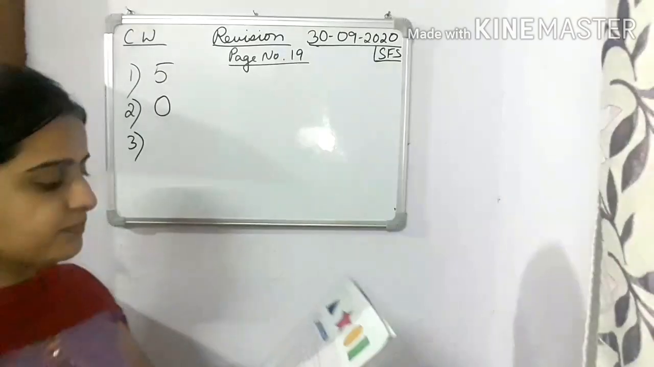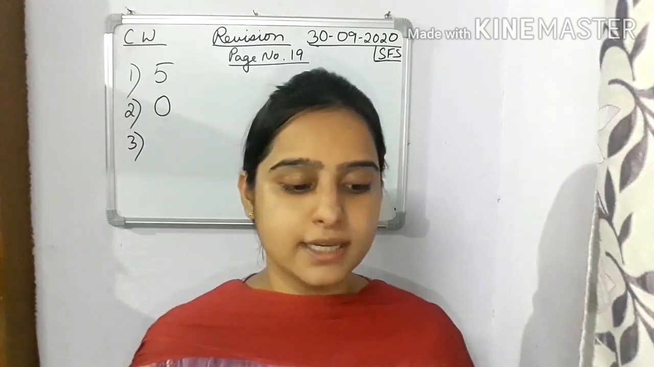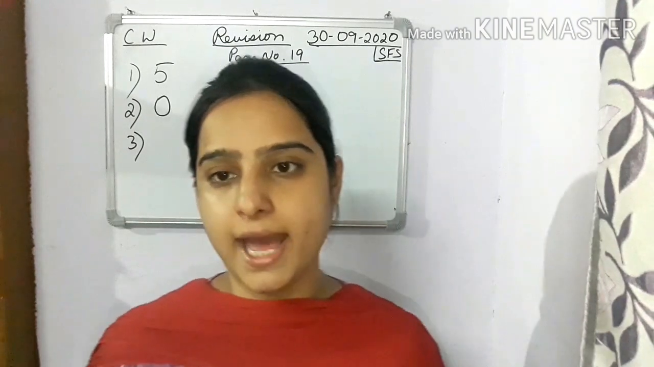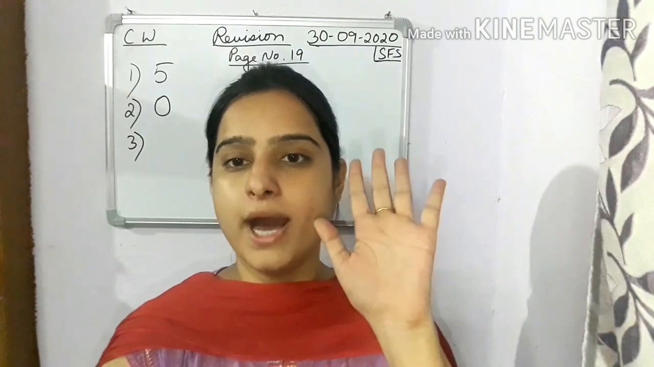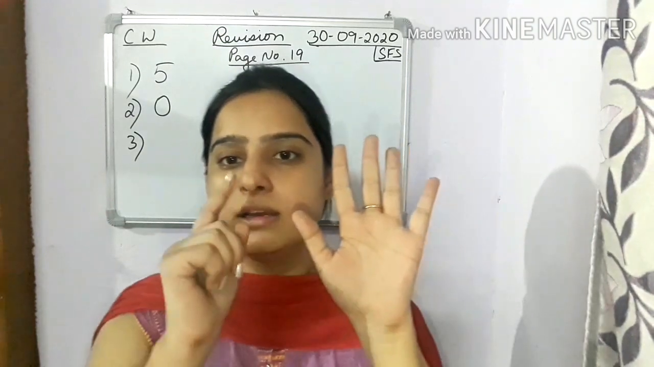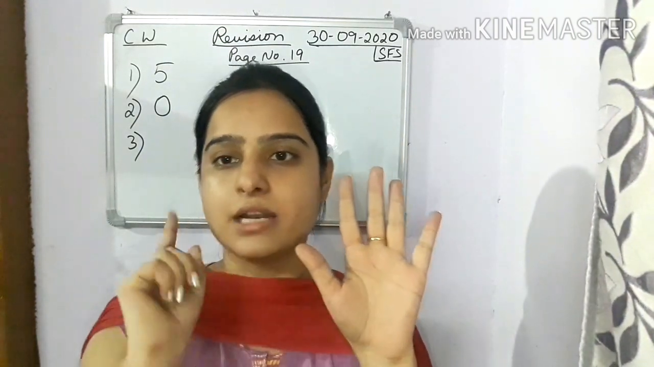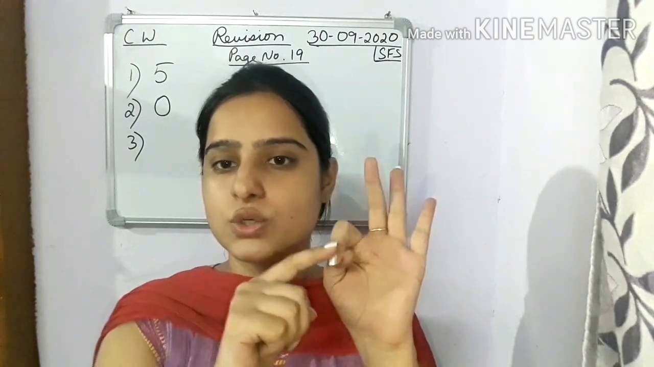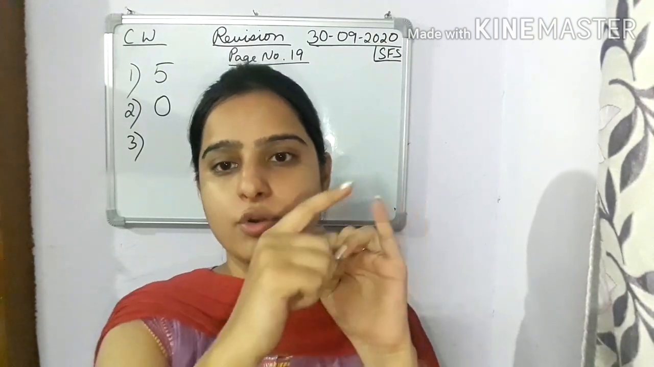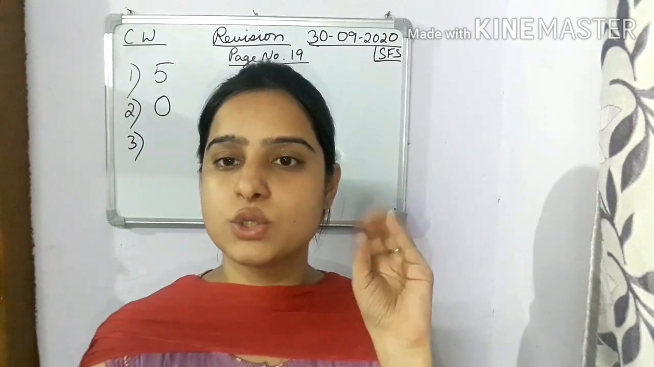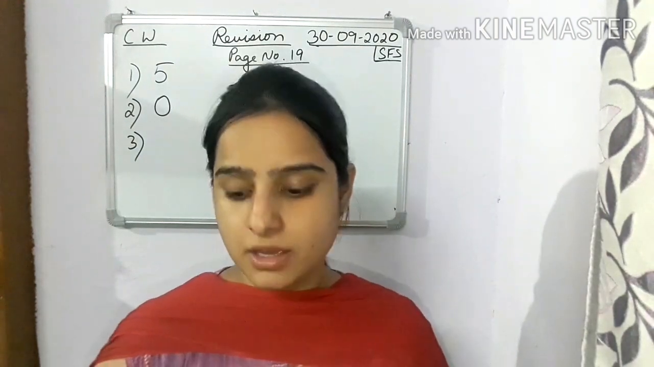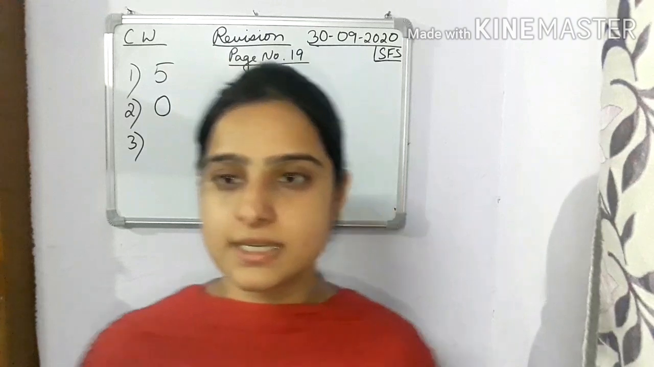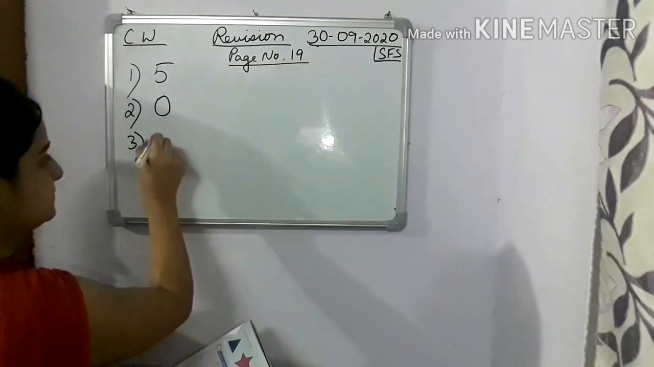Number 3, count and write the number of fingers on one hand. So, on one hand, how many fingers are there? We will count and we will write. Let's count 1, 2, 3, 4, 5. So, how many fingers do we have in one hand, children? 5 fingers. So, the answer is 5.